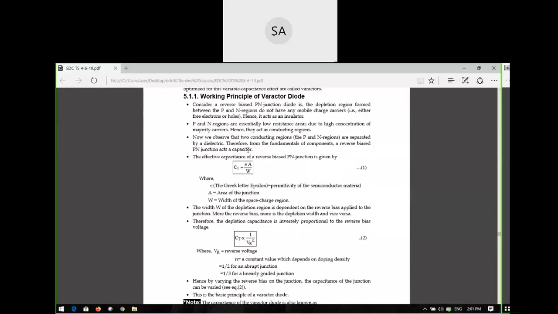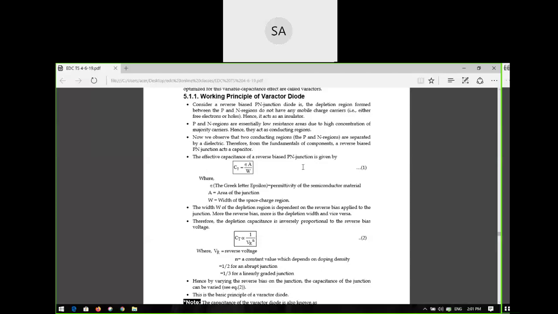So this is the working principle of the varactor diode. It is considered to be a reverse biased PN junction diode, and the depletion region formed between the P and N region does not have any mobile charge carriers. Correct or not? It is depleted of charge carriers, which is the reason it is called a depletion region. There are no holes and no free electrons, so it is an insulator, which means it acts like a dielectric.